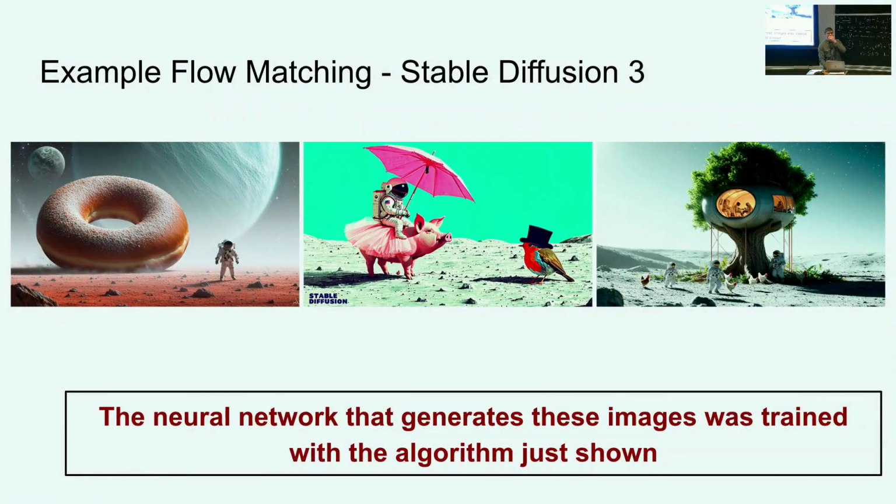How do we sample from a flow model? We've just trained it, so how do we do it? What do we do to generate objects?